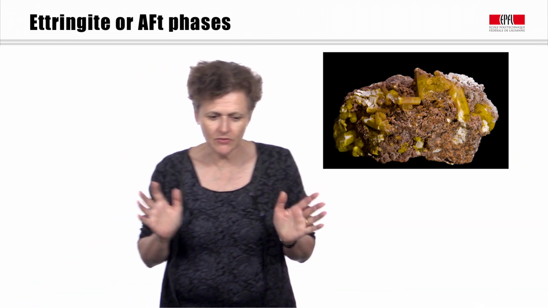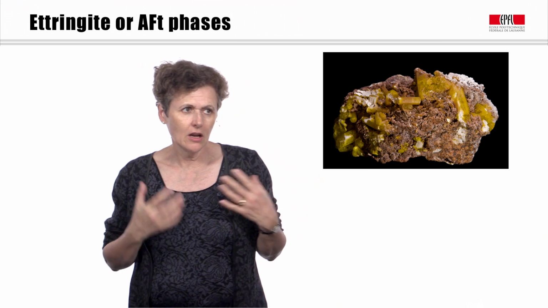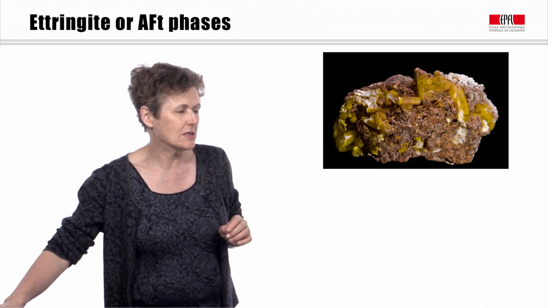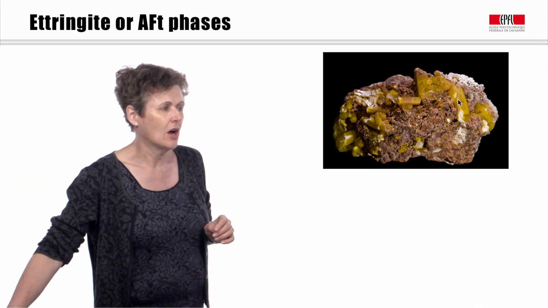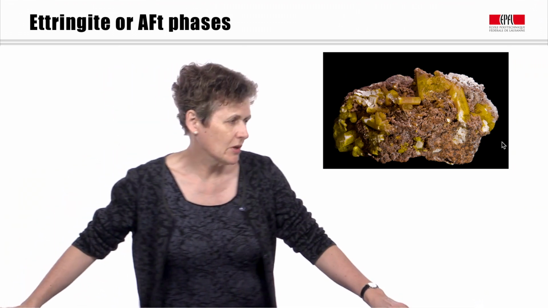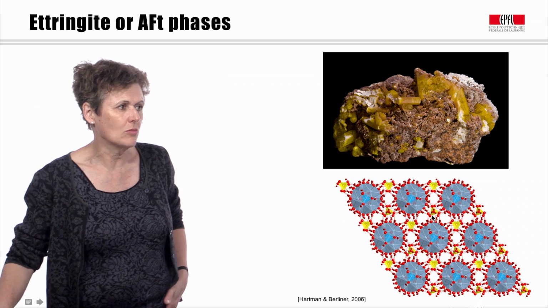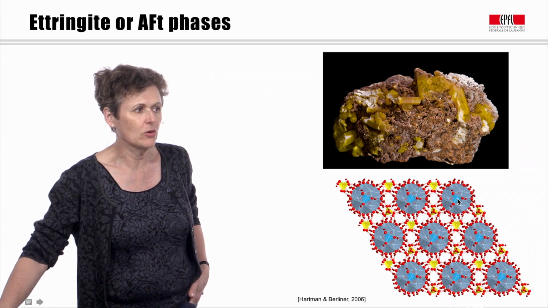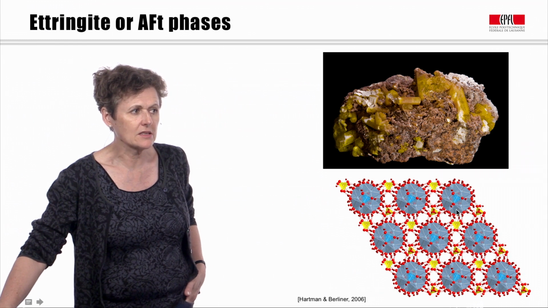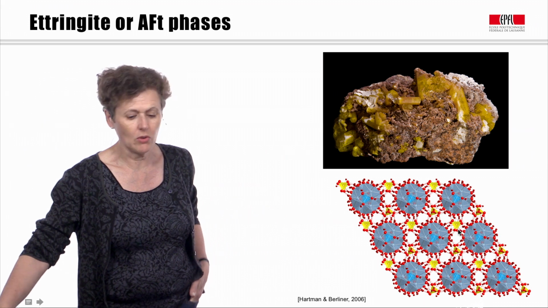Ettringite was first found in the town of Ettringen, hence the name. And in nature, it can form very big crystals. If we look at this picture here, we can see these really huge crystals which have this hexagonal cross-section. Then we can see the crystal structure is like this. So we have columns, and in these columns we have the alumina and the calcium surrounded by lots of hydroxide ions. And then in between the columns we have the sulfate molecules.